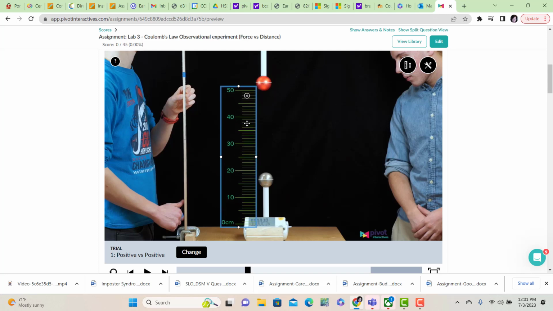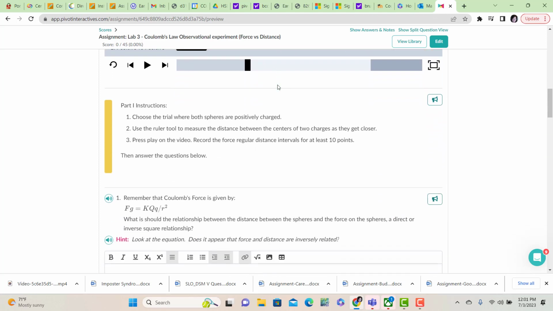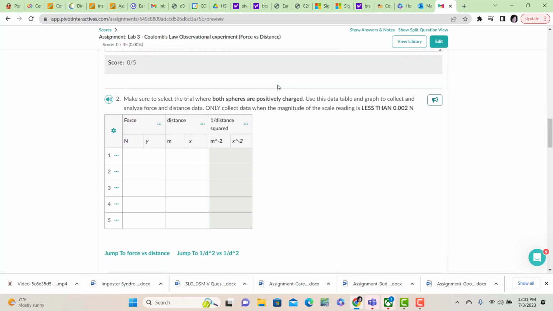And I'm going to position this so that the 0 is right in line with the white mark on the silver sphere. And that's going to allow me to measure the distance between the white marks on each sphere. So right now, at 36 centimeters, we want to change that to meters, so divide that by 100, so 0.36 meters, there is a force of 0.0029.